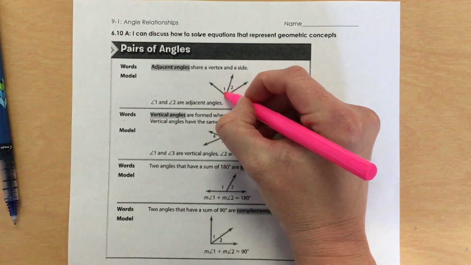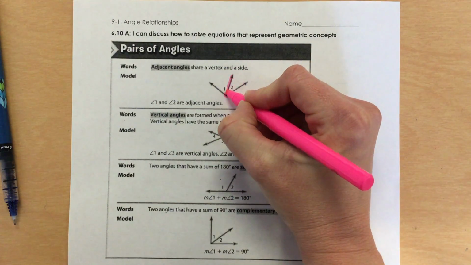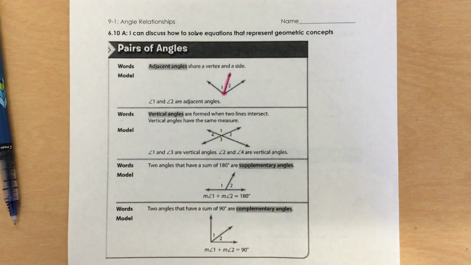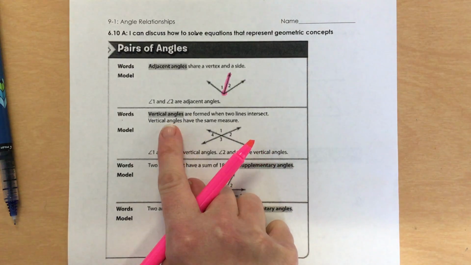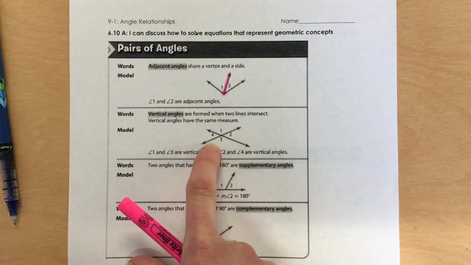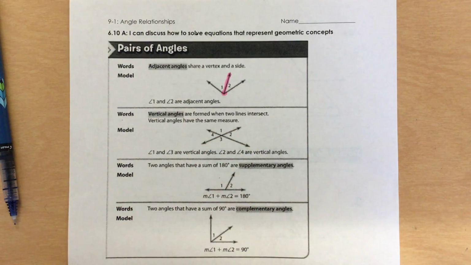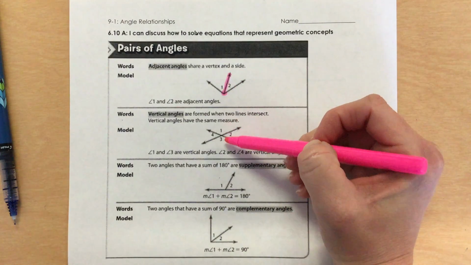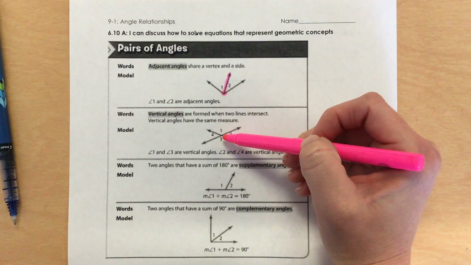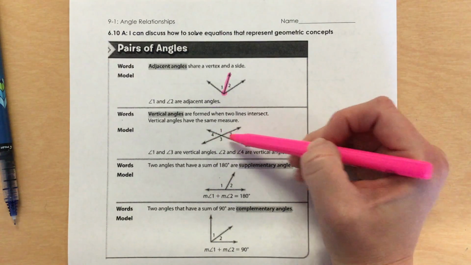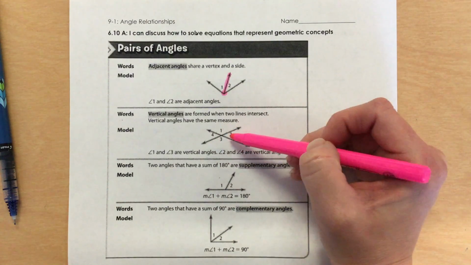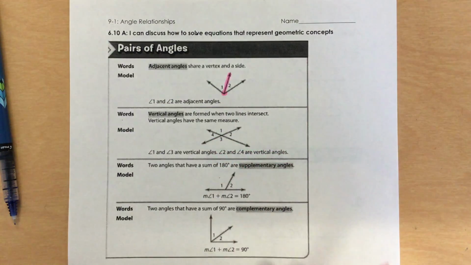So visually, there's our vertex, and here's their side. So angle 1 and angle 2 are adjacent angles. Vertical angles are formed when 2 lines intersect. They cross over, intersect, and they have the same measure. So angle 1 and angle 3 are vertical angles. Here's our intersection. Angle 2 and angle 4 are also vertical angles. So 1 and 3 have the same measure, and 2 and 4 have the same measure.